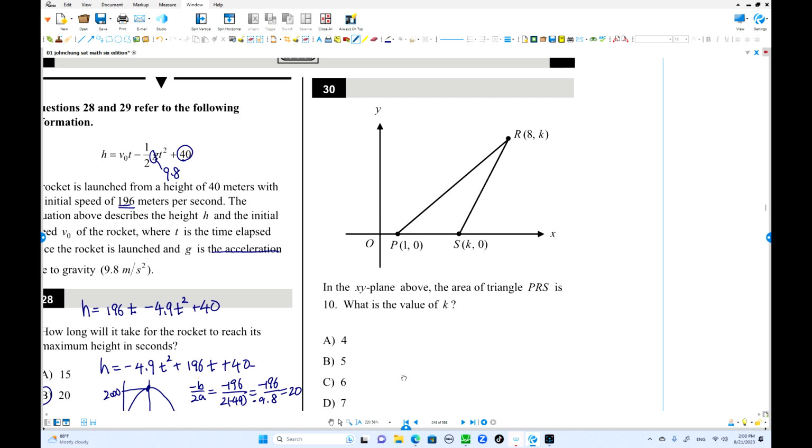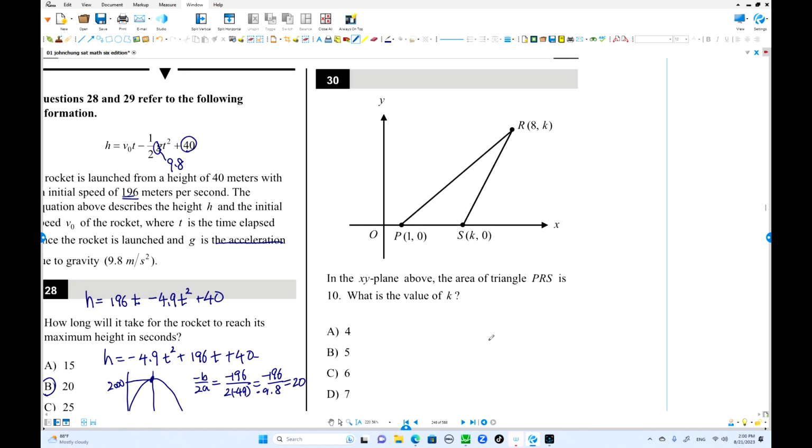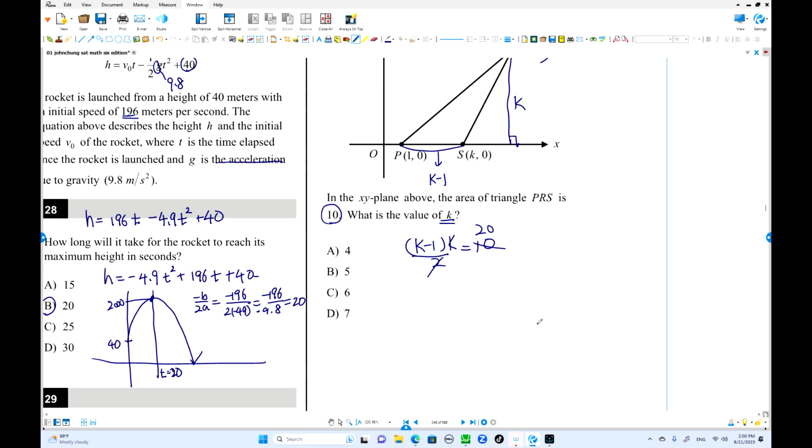So number 30. You have a triangle. The area of the triangle is given, that's 10. So what is the value of k there? What is the length of this one? k is greater than 1, we know that, right? So this length is k minus 1. The height is k. So base times height divided by 2 is 10. So this one times 2 is 20. So you can solve for k there, okay?